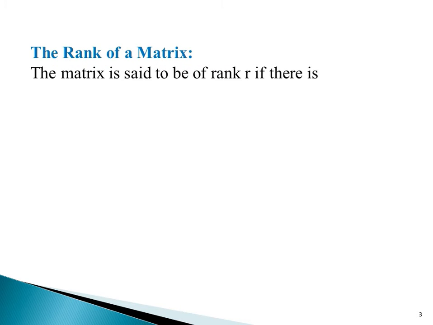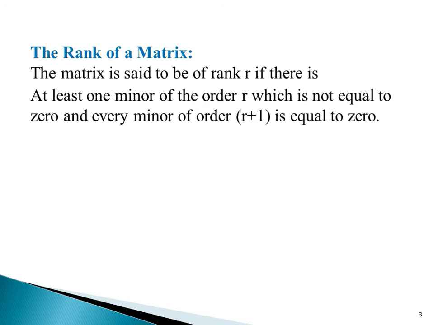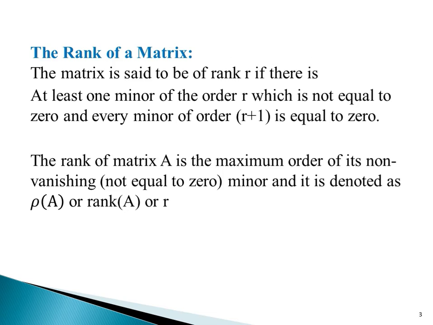The matrix is said to be of rank r if there is at least one minor of the order r which is not equal to 0 and every minor of order r+1 is equal to 0. So remember this definition. The rank of matrix A is the maximum order of its non-vanishing, means not equal to 0, minor, and it is denoted as ρ(A) or rank of A or simply by small letter r.